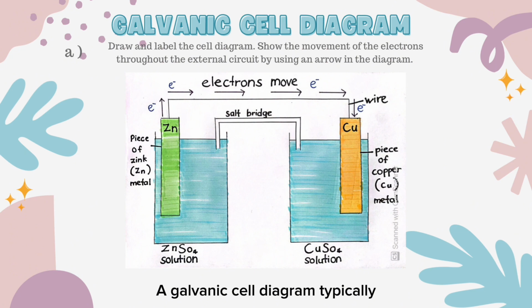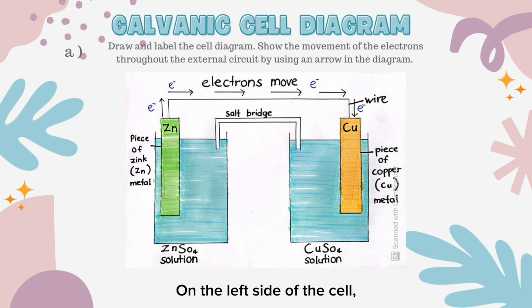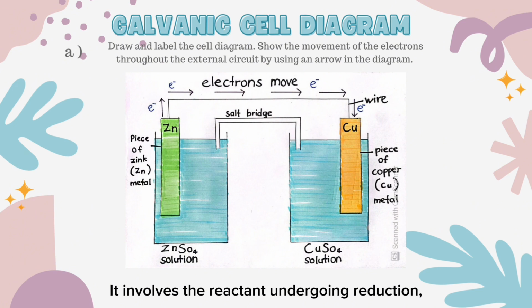A galvanic cell diagram typically includes the representation of the two half cells and the external circuit. On the left side of the cell, the anode is represented. It involves the reactant undergoing oxidation, releasing electrons into the external circuit. On the right side of the cell, the cathode is depicted. It involves the reactant undergoing reduction, accepting electrons from the external circuit.